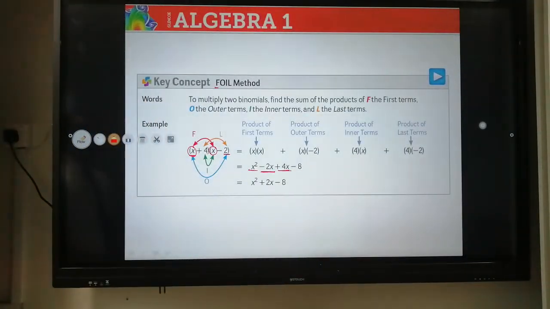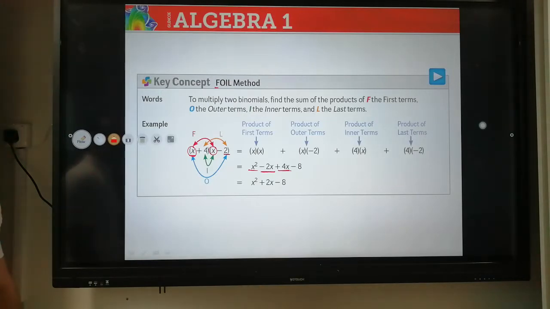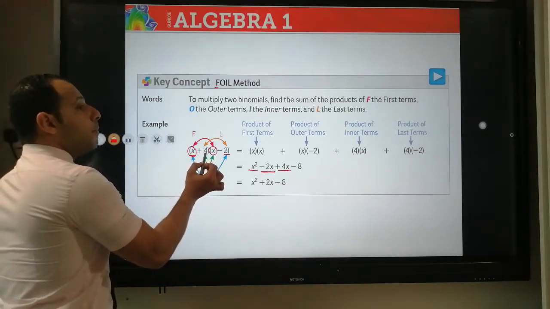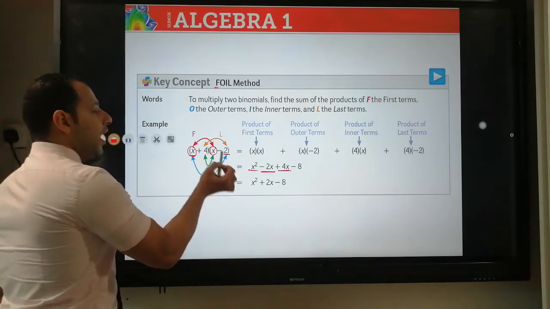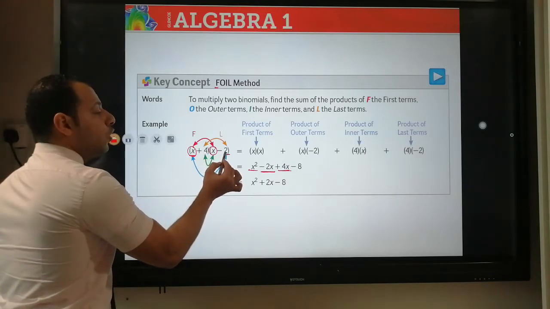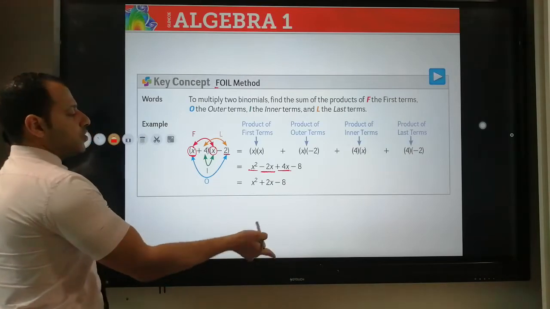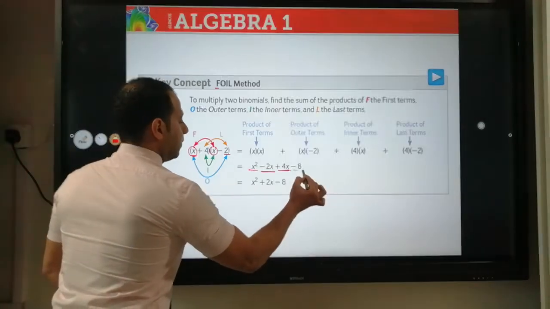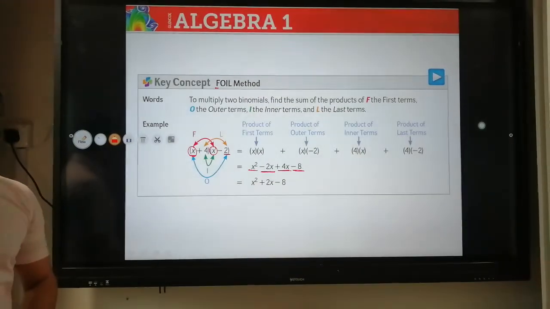This is the inner. And the letter L, the last letter, is talking about the last term in the first binomial and the last term in the second binomial. The last term here is 4 and the last term here is negative 2. So multiplying, negative times positive equals negative 8.